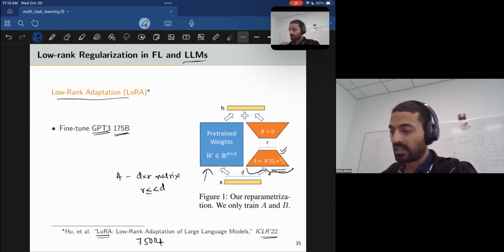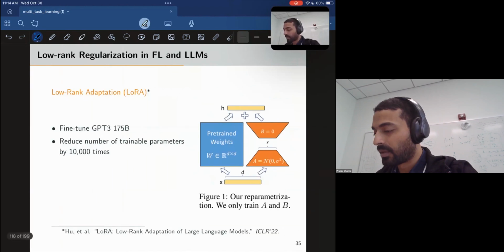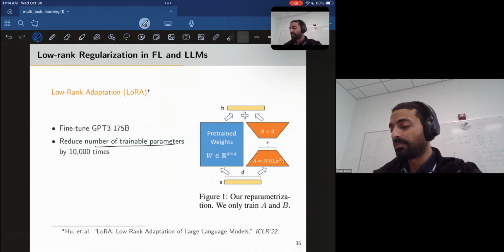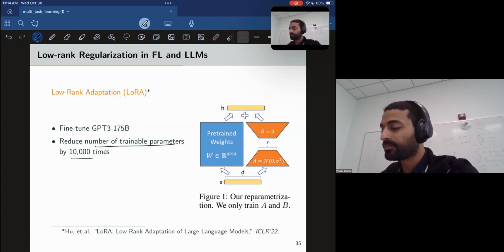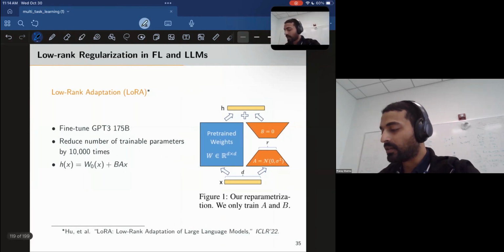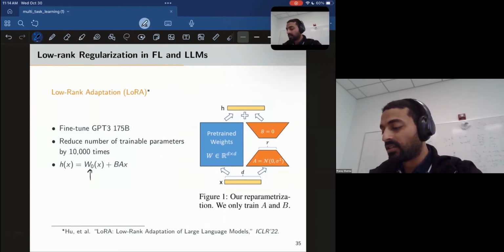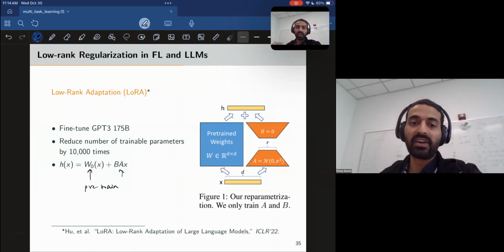And it turns out this worked really well. This saved a lot of computation. It reduced the number of trainable parameters by 10,000 times. So from 175 billion, they were able to reduce 10,000 times. This is 0.01% computation. And this is what I just said. This is the pre-trained weights, and this is the modification which you do while fine tuning.